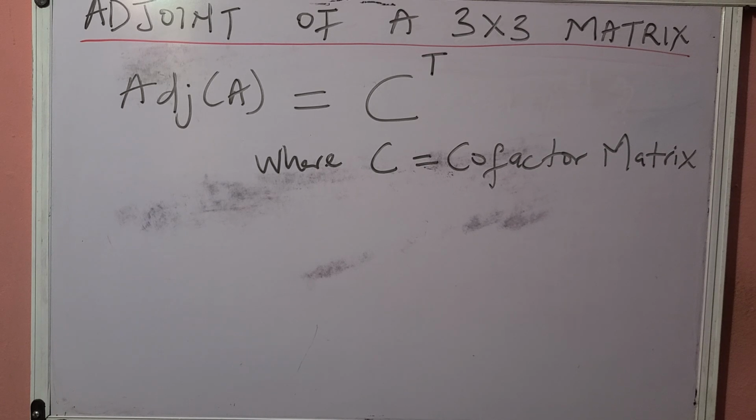So we need to talk about how to find the cofactor matrix. That will be the first thing we will have to deal with, solving for the cofactor matrix. And after that, we will go on to transposing that cofactor matrix.